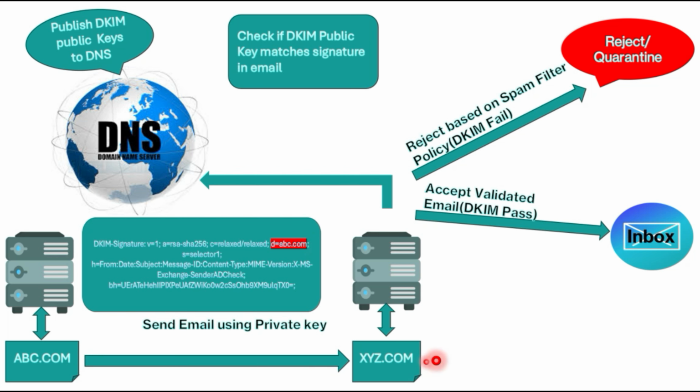When the xyz.com email server receives the email, it will extract the DKIM signatures from the email header field and query the public DNS for the corresponding public key published by abc.com. Once the recipient email server retrieves the public key from DNS, it will validate the email, and once the email is verified successfully, DKIM will pass. Otherwise, if the email was altered during transmission, DKIM fails and the email will be rejected or quarantined. So this is how DKIM works in the real world.